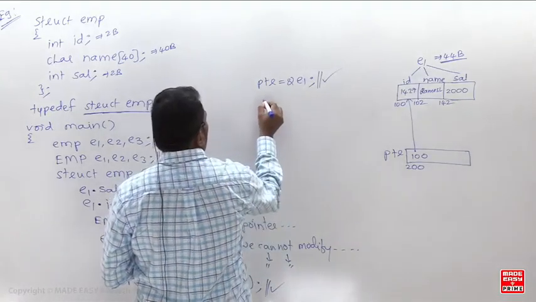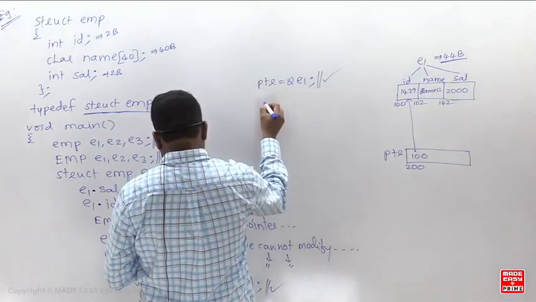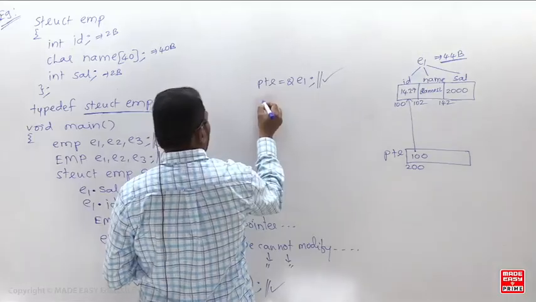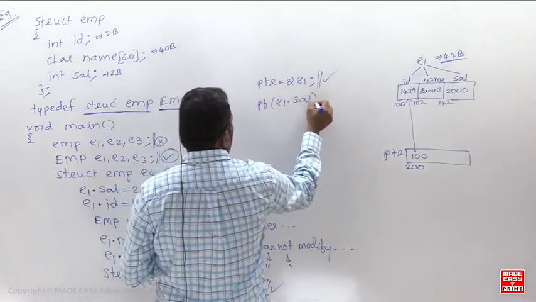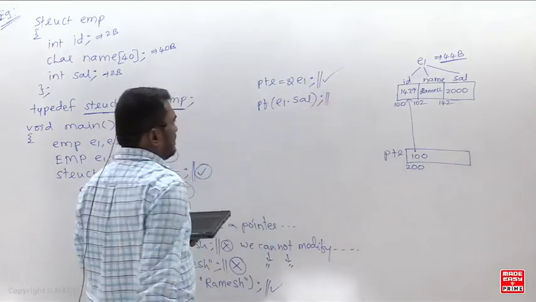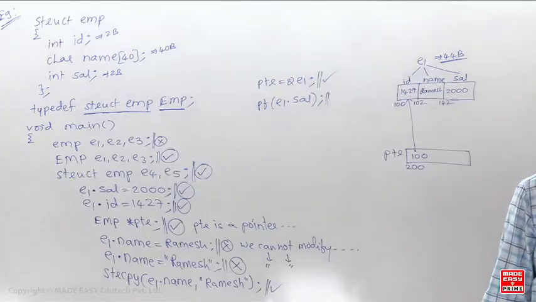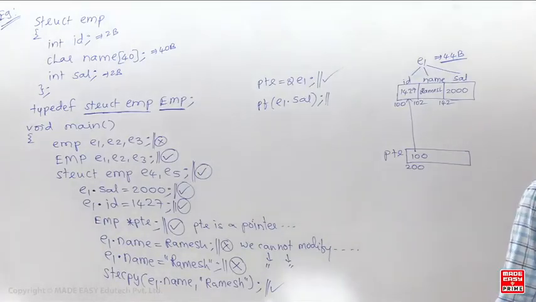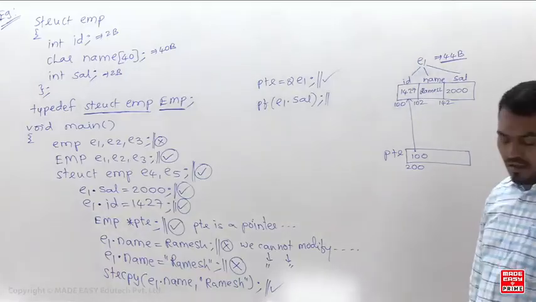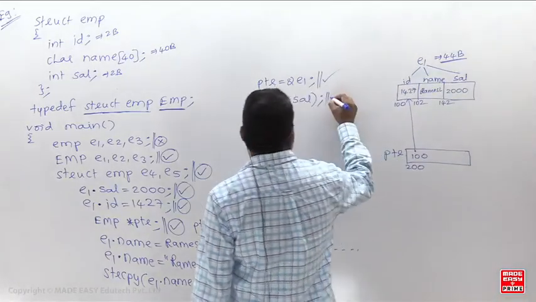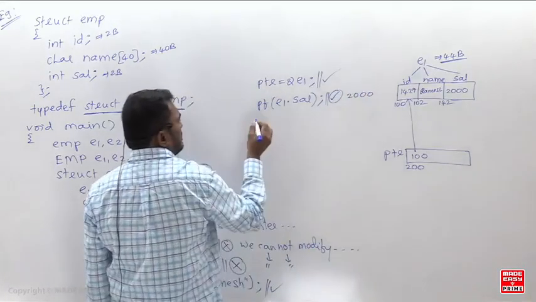Next. Now tell me, if I write printf E1 dot salary, let's say with percentage d, allowed or not allowed? Okay, allowed, no problem. So how much will it print? 2000. E1 dot salary is 2000.